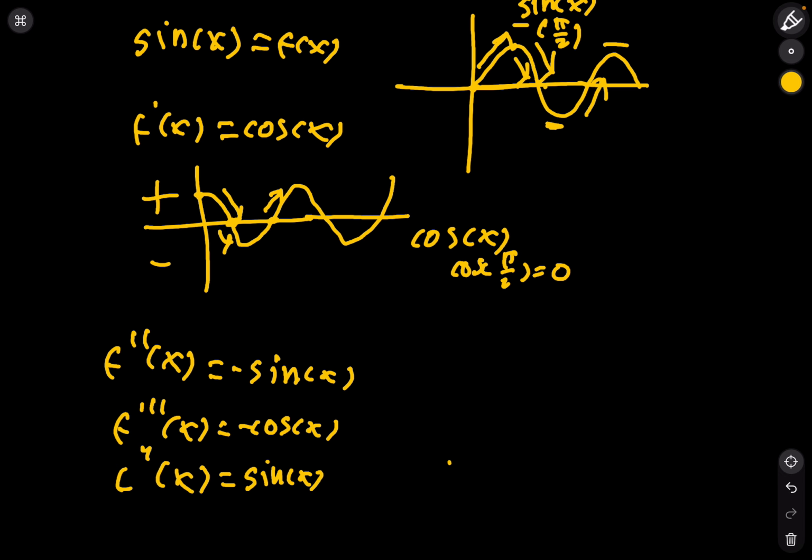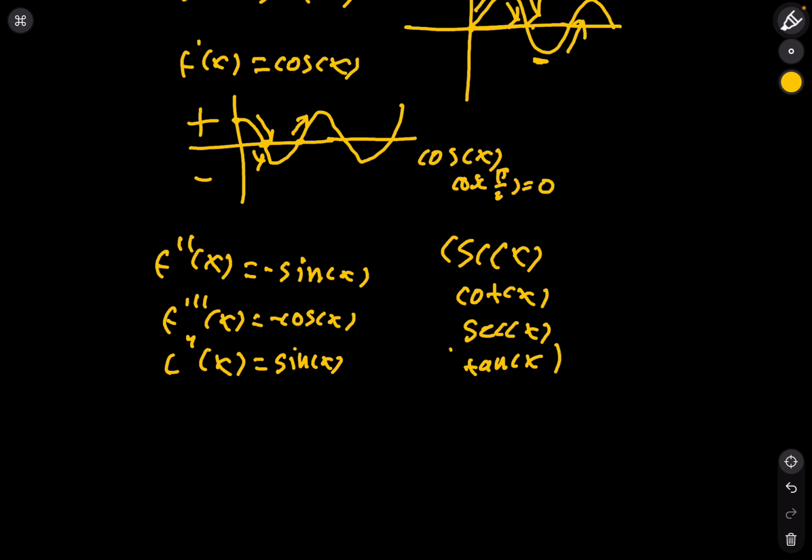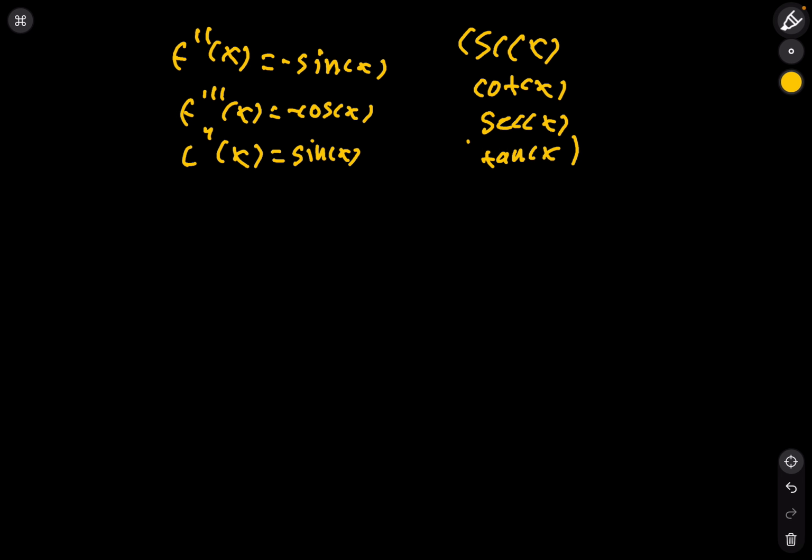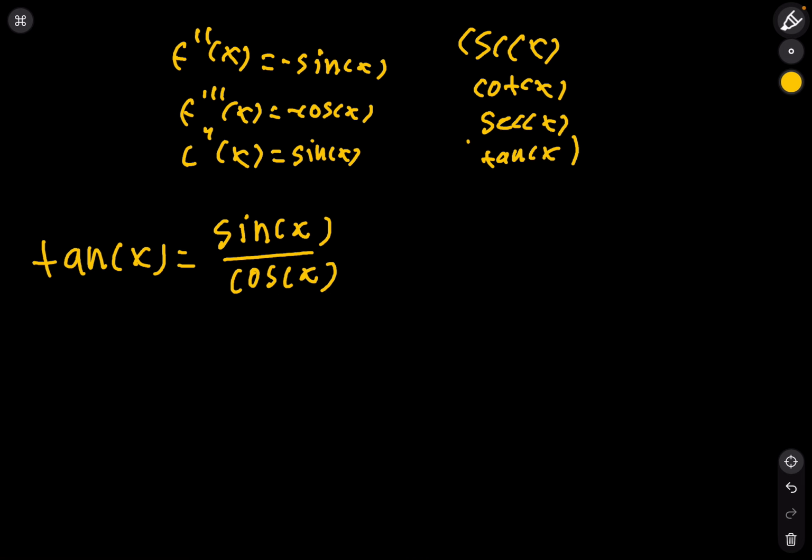So what about the other ones, such as cosecant x, cotangent of x, secant of x, and tangent of x? Let's do tangent of x first. We know tangent of x is just equal to sine of x over cosine of x. To take the derivative of tangent of x, what we can do from here is just use the quotient rule.